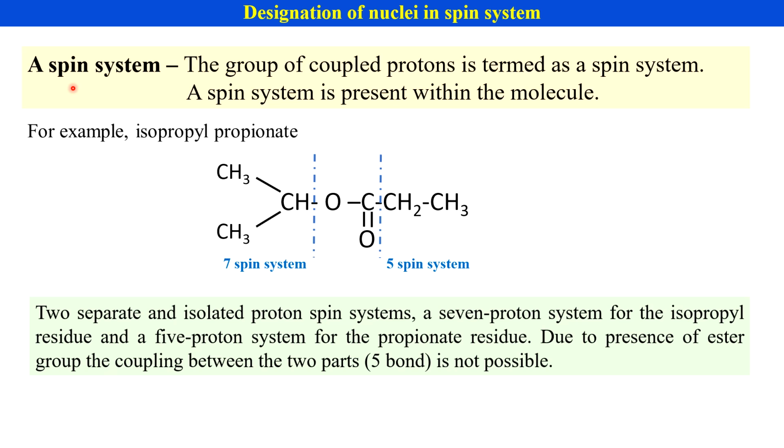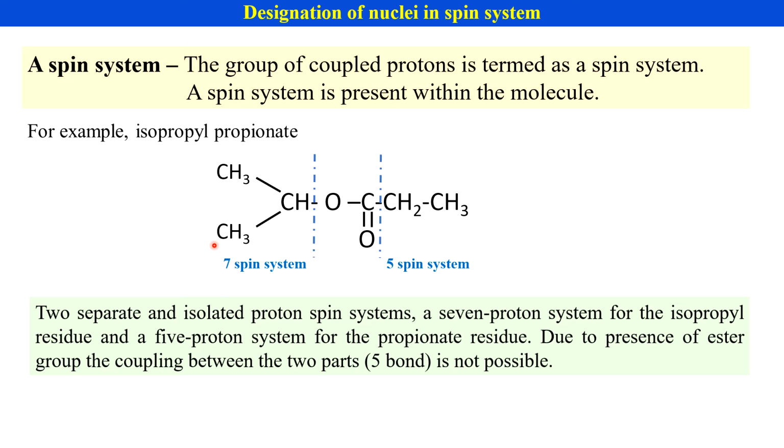First we see what is meant by a spin system. The group of coupled protons is termed as a spin system. A spin system is present within the molecule. For example, isopropyl propionate. This is the structure of isopropyl propionate. In that case, there are two types of spin systems seen.